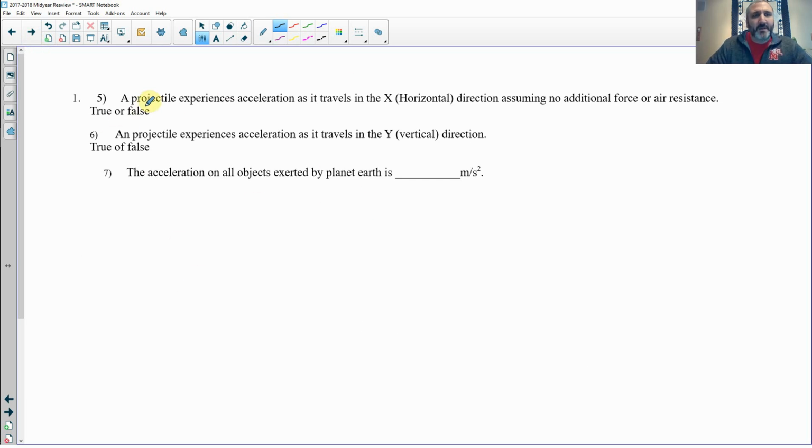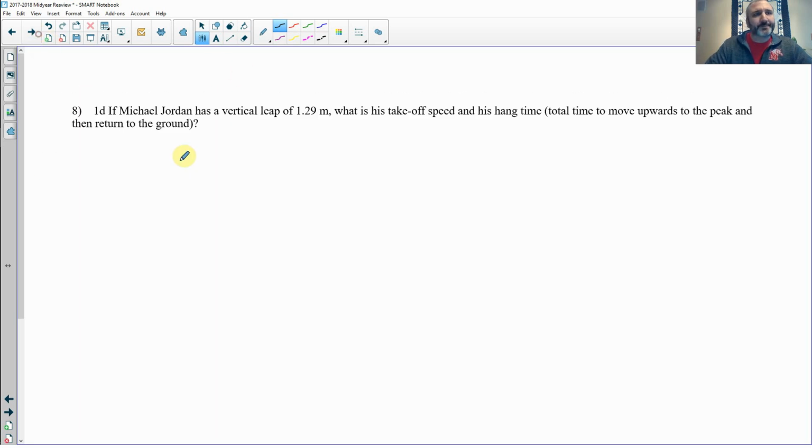Couple of quickies. A projectile experiences acceleration as it travels in the horizontal dimension, assuming no additional force or air resistance. That is false. Sorry, I shouldn't have crossed that out. Not true, it is false. Projectiles only experience acceleration in the y dimension, not the x dimension. So that one is true. And as we know, projectiles experience acceleration of negative 9.8 meters per second squared, caused by gravity on planet Earth.